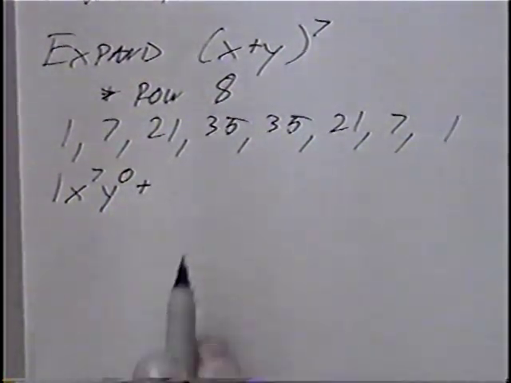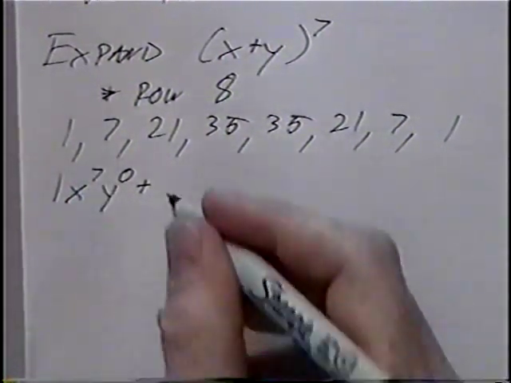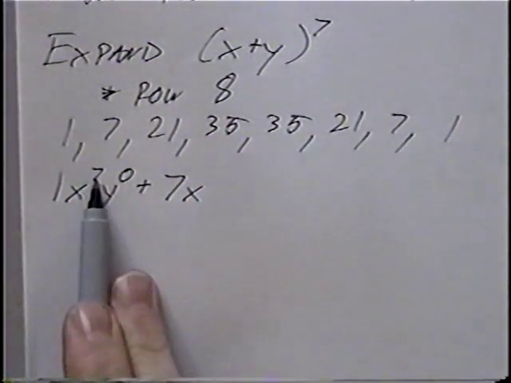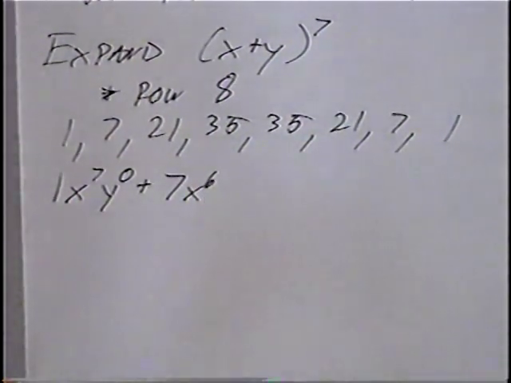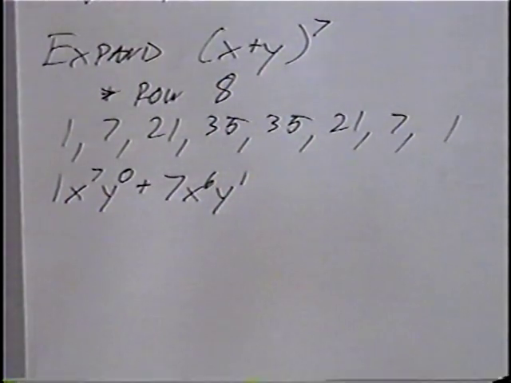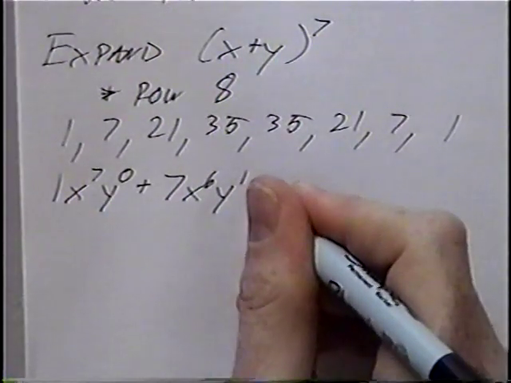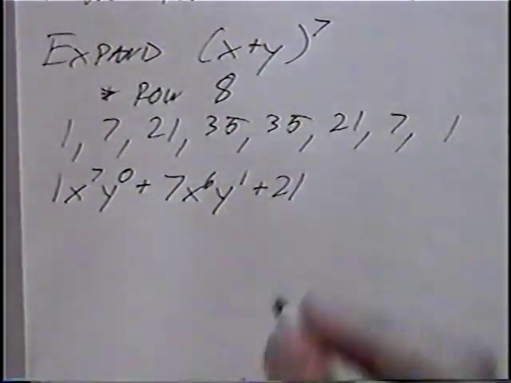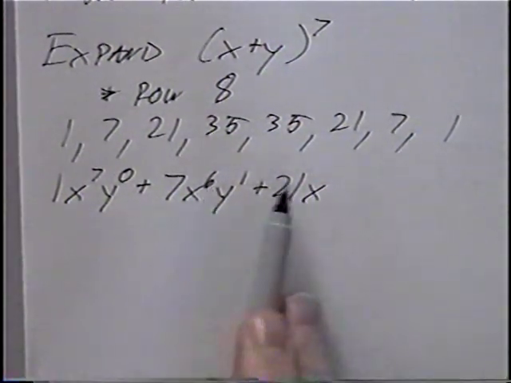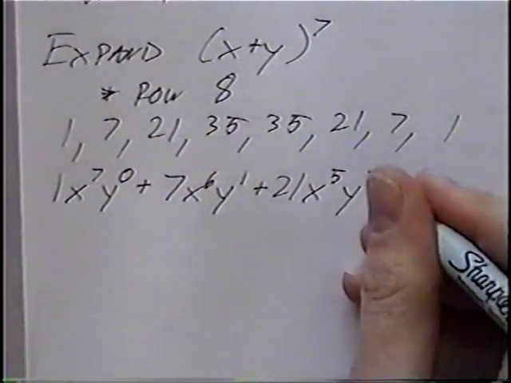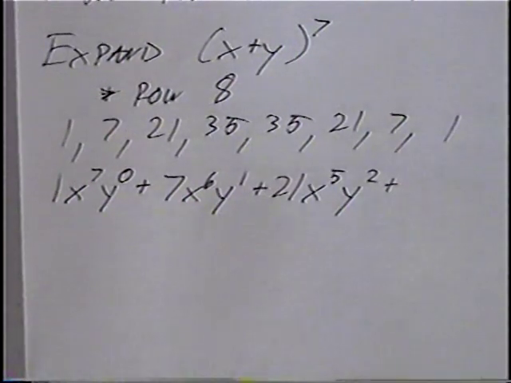And then plus our second term will be the second coefficient or second number, which is 7. The exponent on the x will decrease by 1, x to the 6, while the exponent on the y will increase by 1, y to the 1st. Plus the third term, we'll use the third number, 21. And again, we'll take x, decrease by 1, which would be 5, and the y exponent increases by 1, which will be 2. We will continue this pattern for all the numbers in row 8.